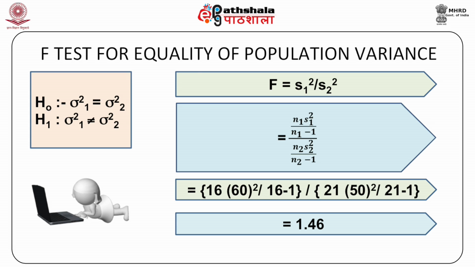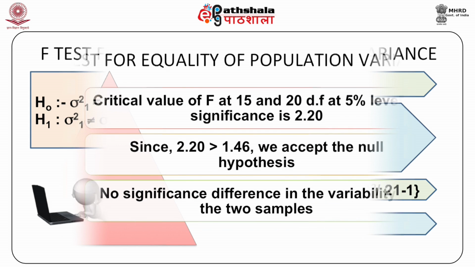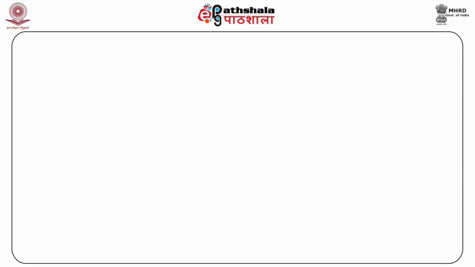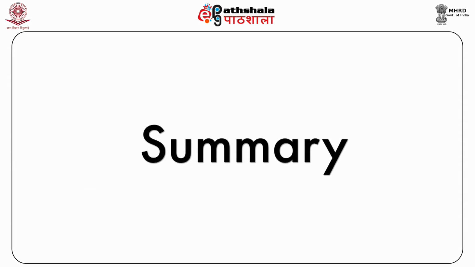This is equal to 57600 upon 15 divided by 52500 divided by 20, which is the same thing as 3840 divided by 2625, which is equal to 1.46. The critical value of F at 15 and 20 degrees of freedom at 5% level of significance is 2.20. Since 2.20 is greater than 1.46, we accept the null hypothesis that there is no significant difference in the variability of the two samples. Let us now summarize what we have learned in this module.